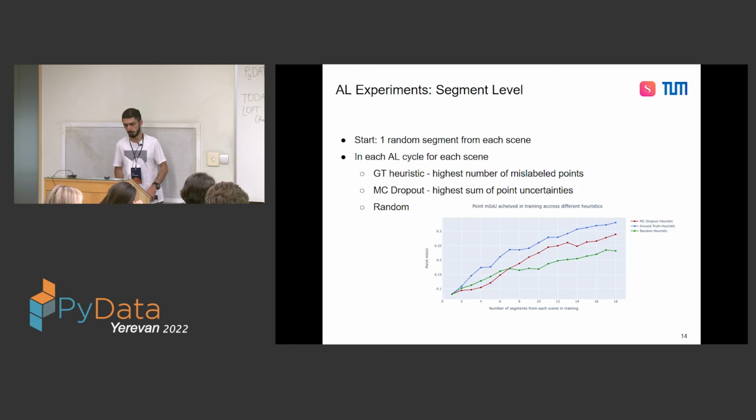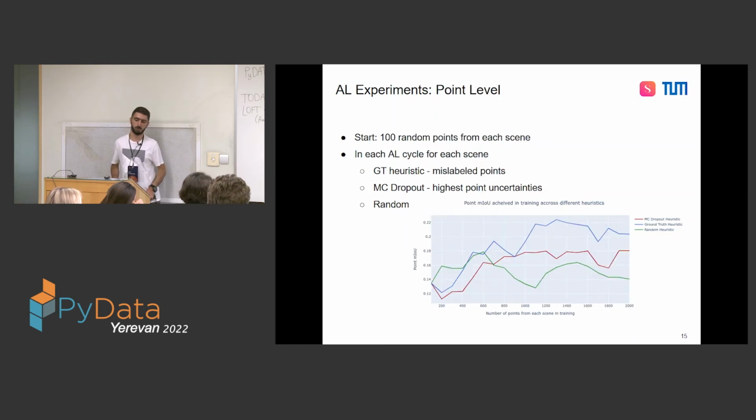As you can see, here we also have a kind of warm-up period where the performance of active learning and random are close to each other, and in this case active learning even performs slightly worse by a small margin. But after we reach some number of segments, it starts to outperform the random curve and gets closer and closer to the ground truth curve.